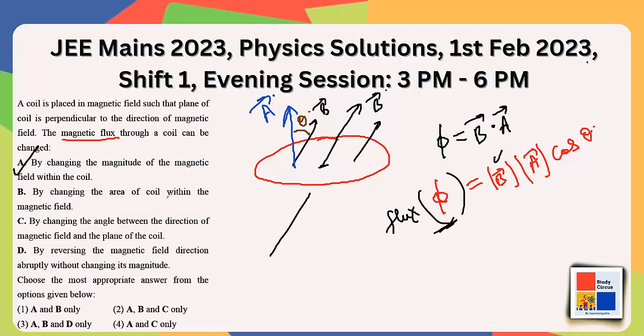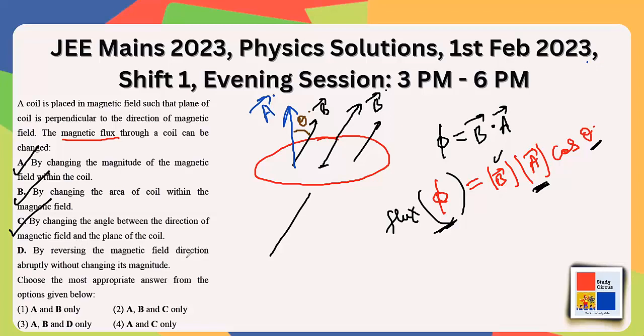By changing the area of the coil within the magnetic field, if you change this area A, obviously this is going to change, yes. By changing the angle between the direction of the magnetic field and the plane of the coil, if you change this theta also, then the flux will change, of course, yes. Now let's see the fourth option.